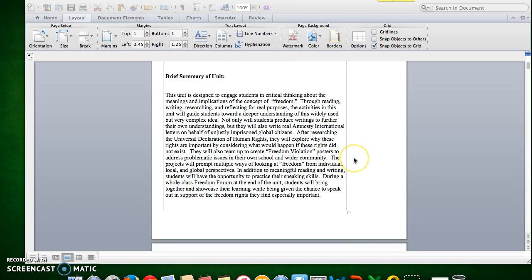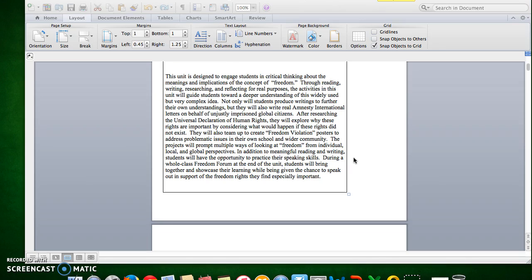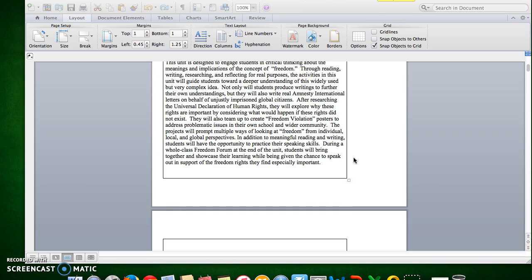So a brief summary of the unit: this unit is designed to engage students in critical thinking about the meanings and implications of the concept of freedom. Through reading, writing, researching, and reflecting for real purposes, the activities in this unit will guide students toward a deeper understanding of this widely used but very complex idea. Not only will students produce writings to further their own understandings, but they will also write real Amnesty International letters on behalf of unjustly imprisoned global citizens.